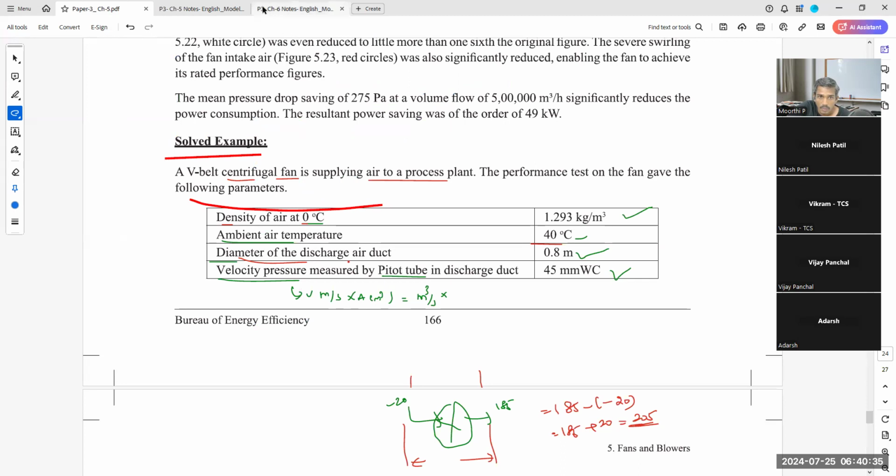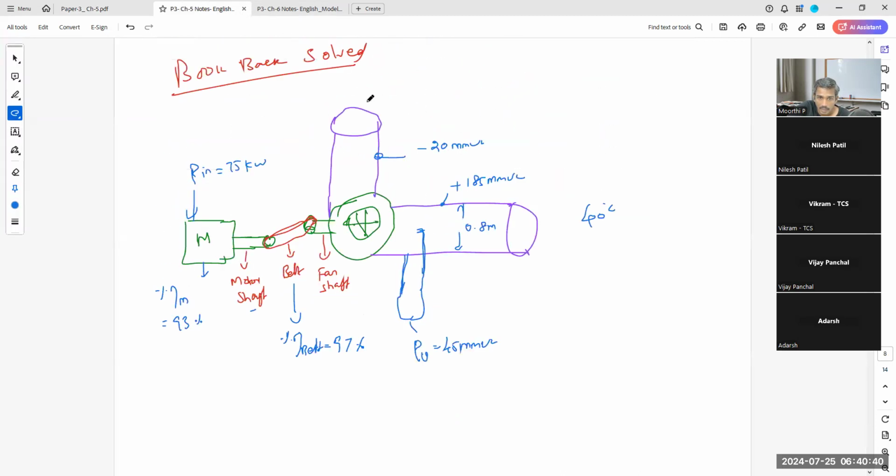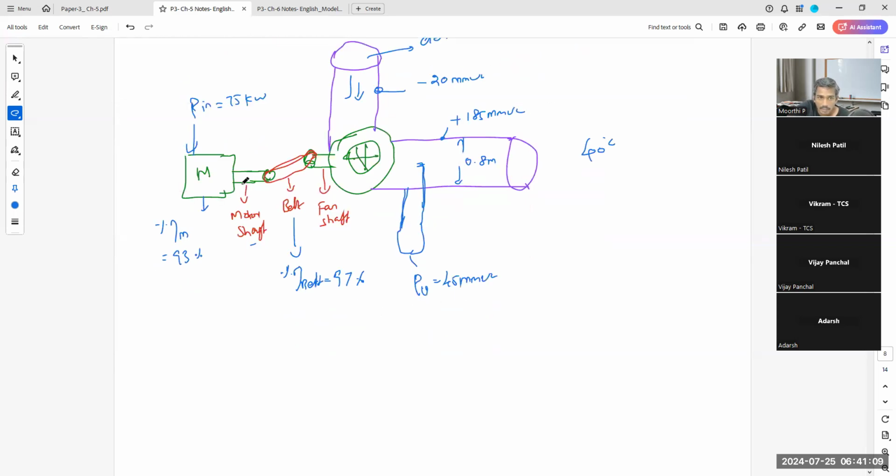Density of air 1.293. Here it is sucking, here now we are taking 0 degree. Density of the air flow is 1.293 kg per meter cube. Okay. Finally, they are asking static efficiency. Static efficiency. Can you understand this diagram clearly? Any doubt? No, no, sir.